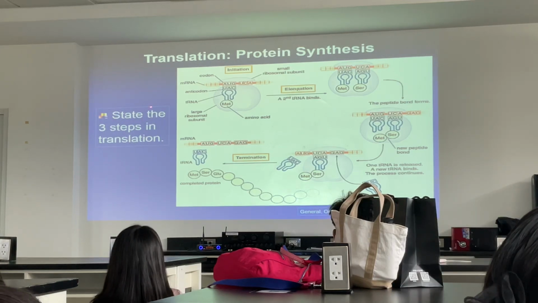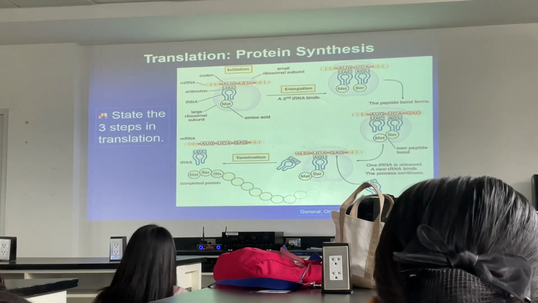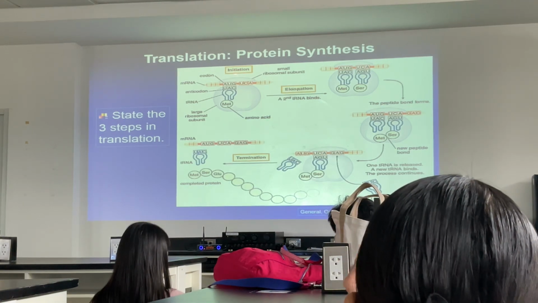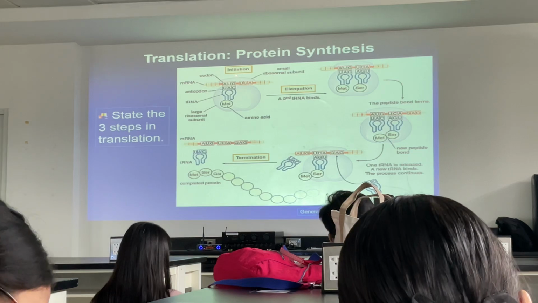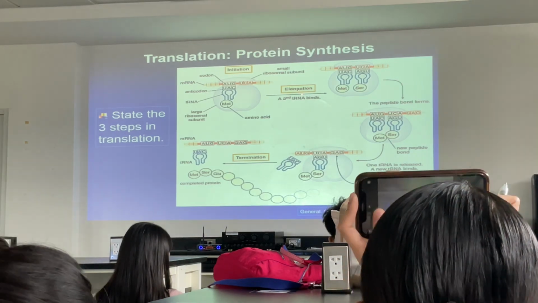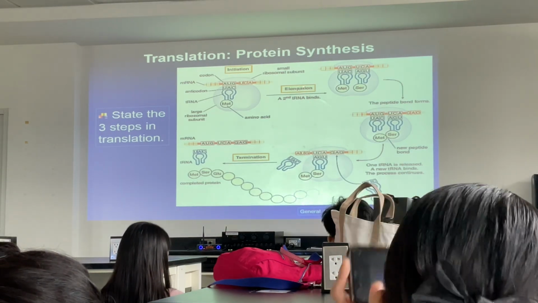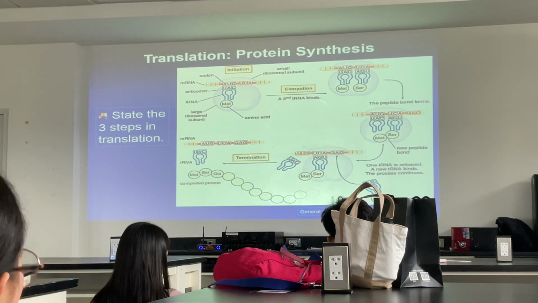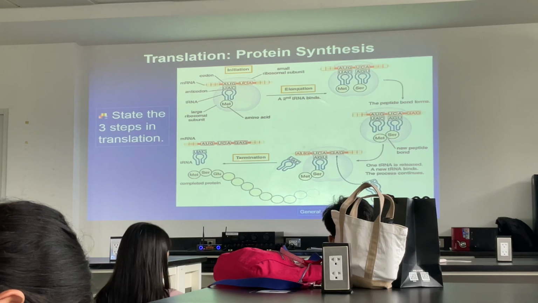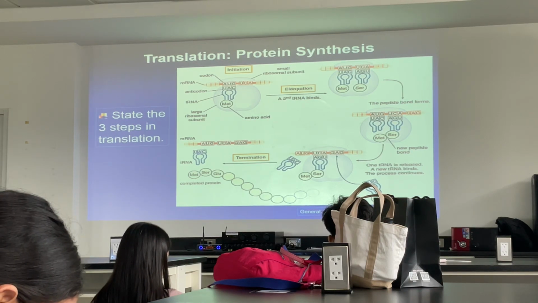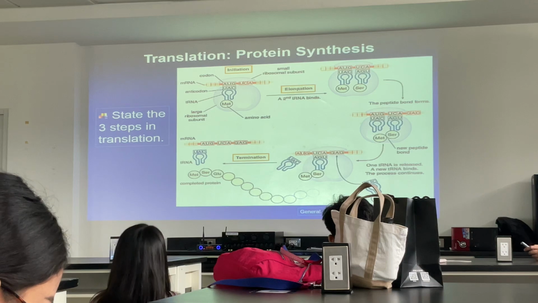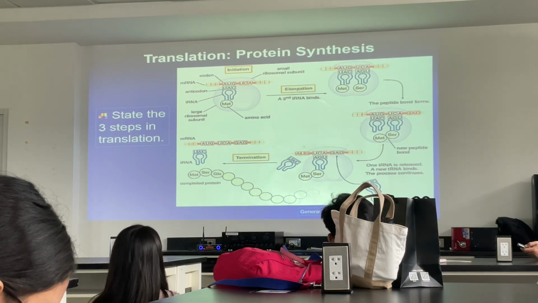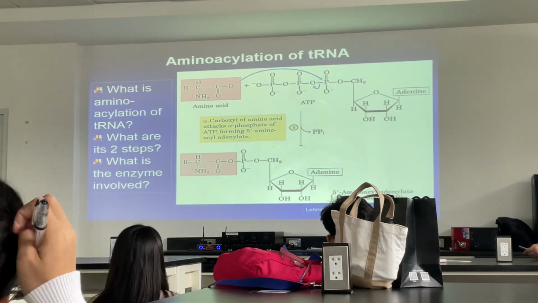Okay. State the 3 steps in translation. First is initiation. Second is elongation of the polypeptide chain. And the third is termination. So there are only 3 steps: initiation, elongation, and termination. Okay, we will start with the first step.